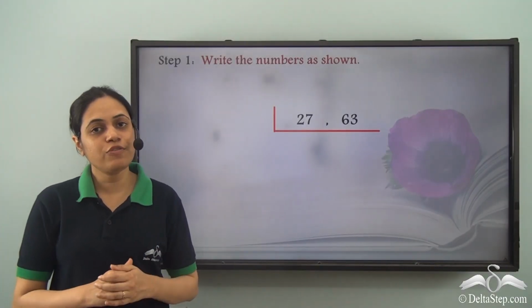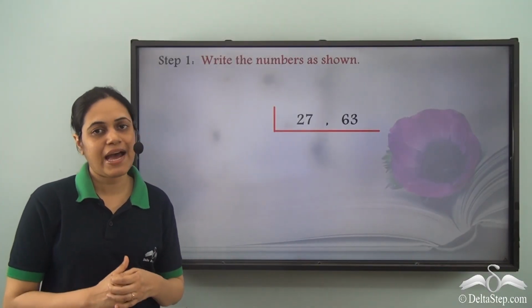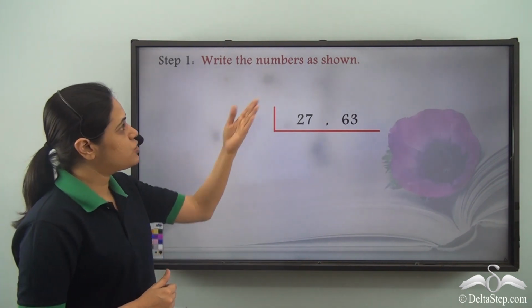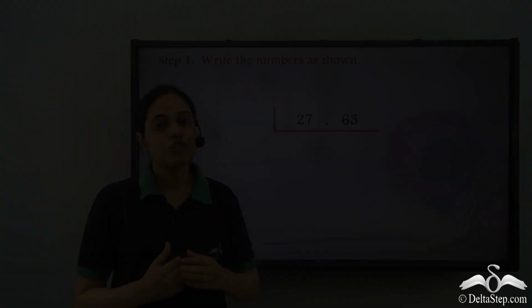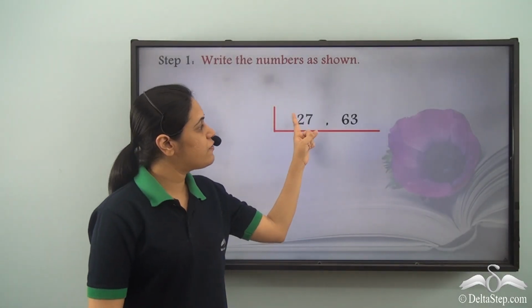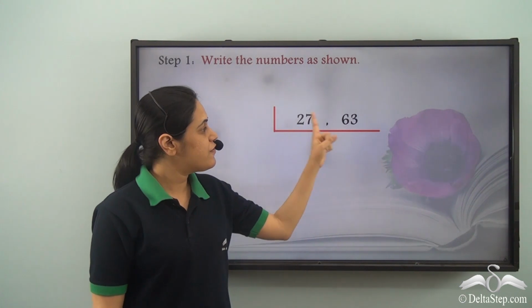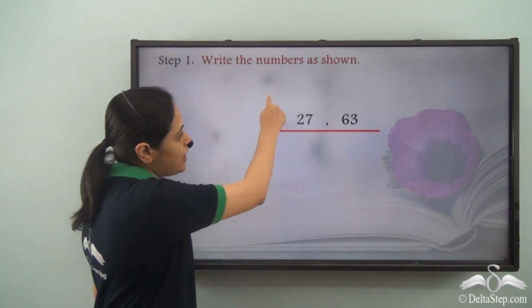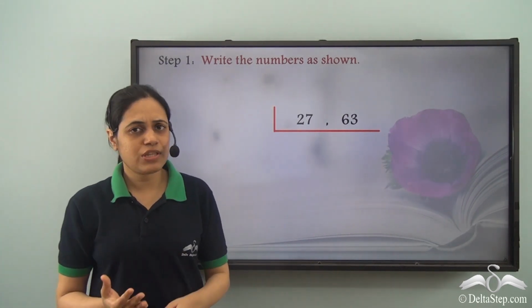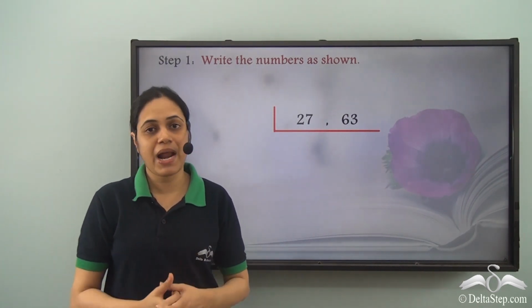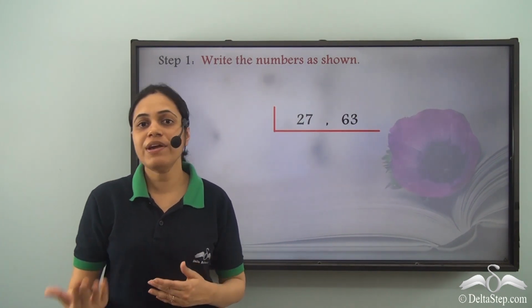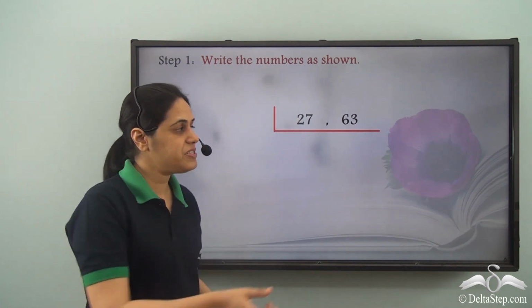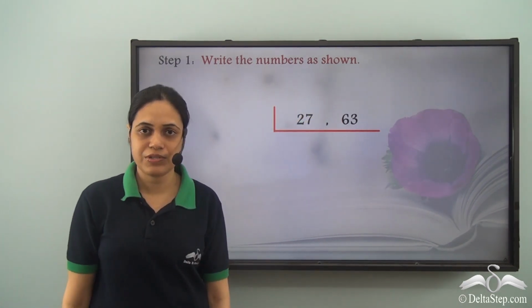So now we want to find the HCF of 27 and 63. What is the first step? The first step is to write the numbers like this. So if I want to find the HCF of 27 and 63, first I write them one after the other, separated by a comma, and then I make this sign. So this is similar to how I prime factorize a number, or how I find the prime factors of a number by division method. The only difference is I write both the numbers here.